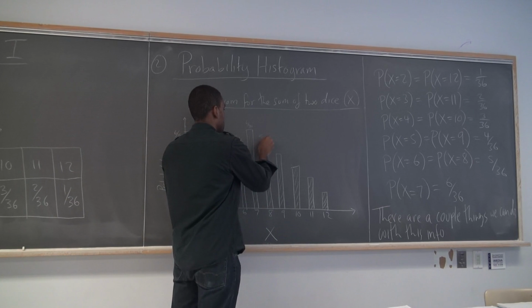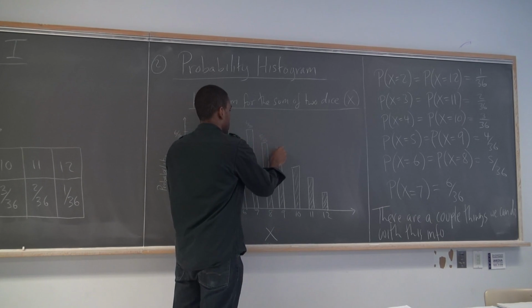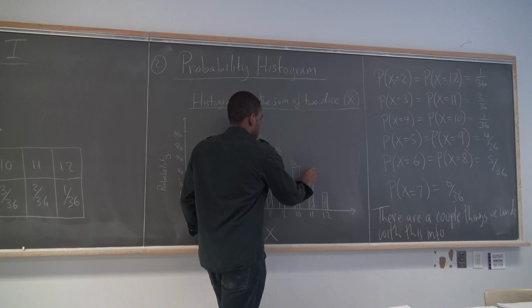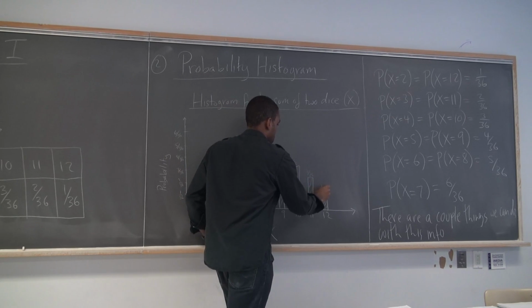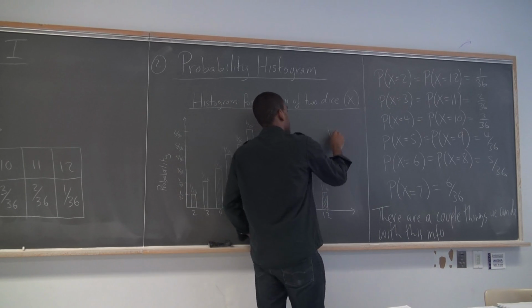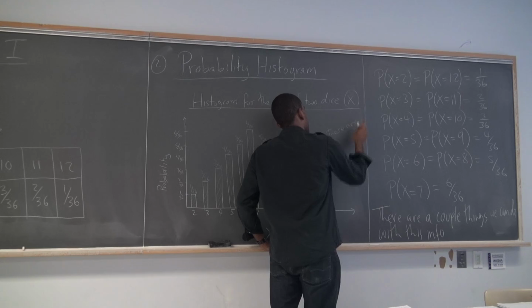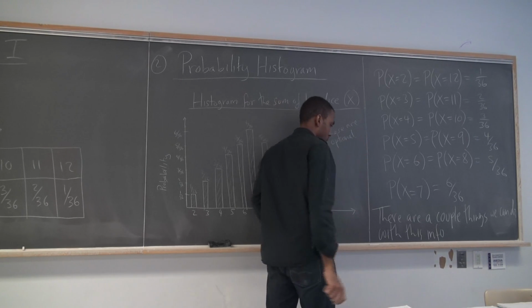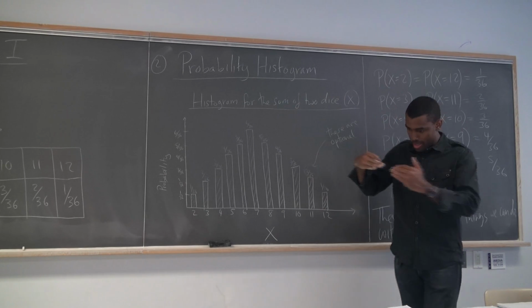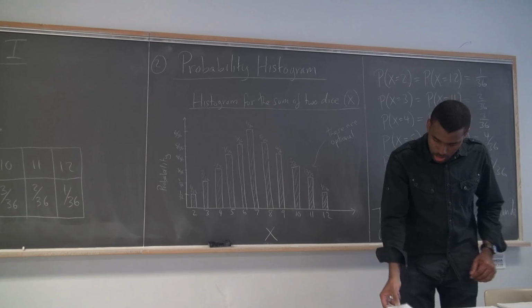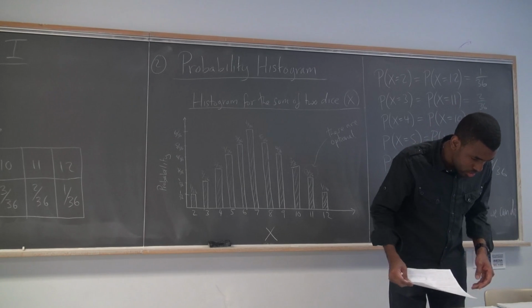5 out of 36. These are options. Just make sure if you're drawing the graph, you line things up correctly, so I know you have the right answer. So those are two things we can do.